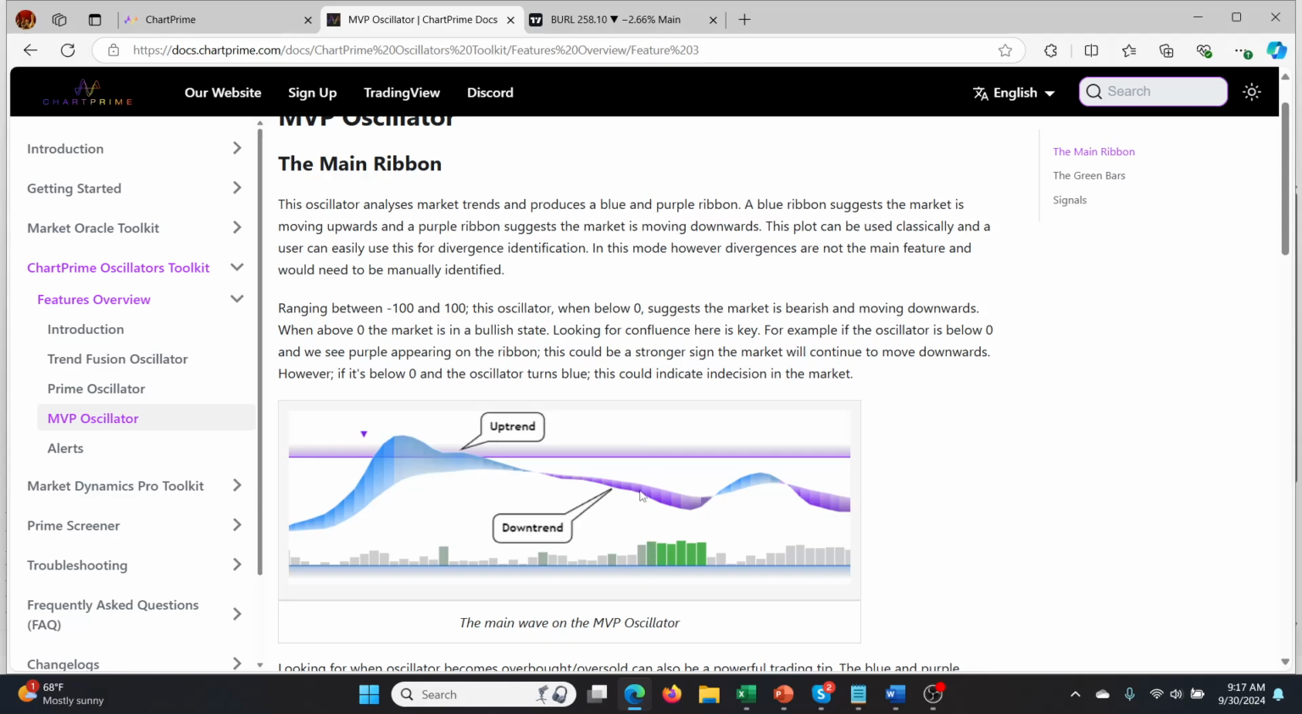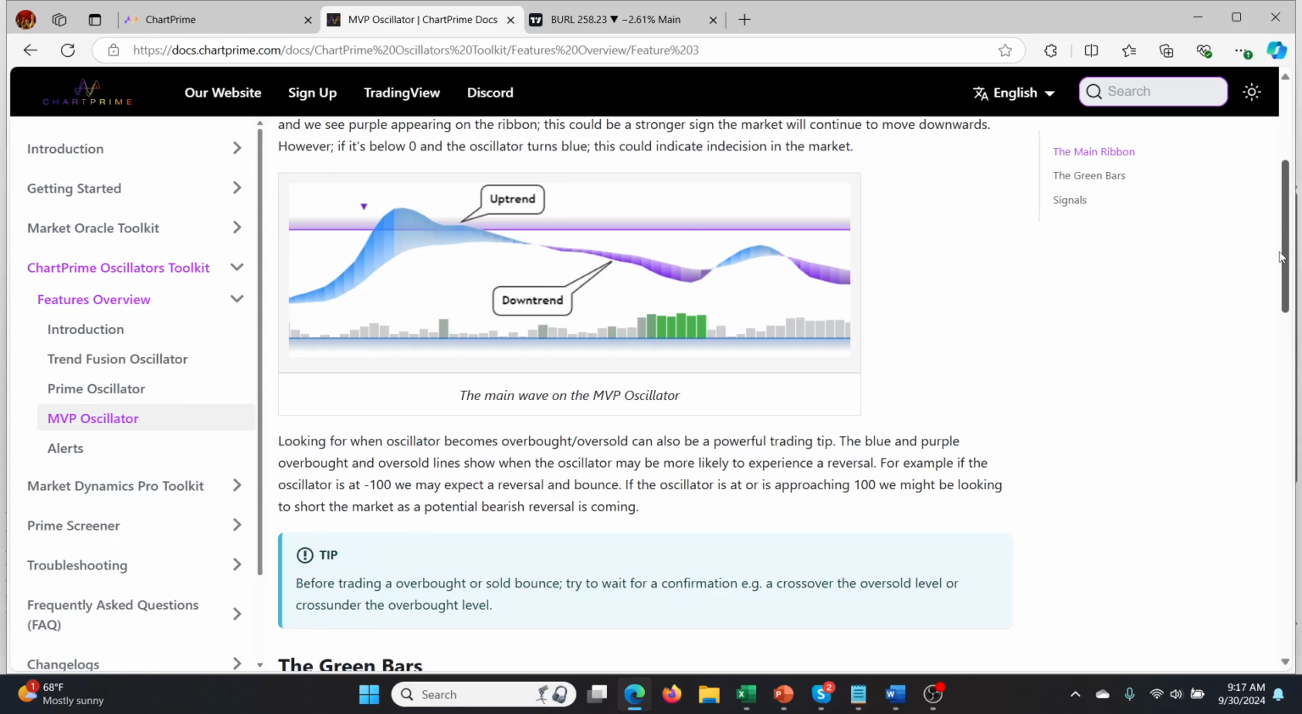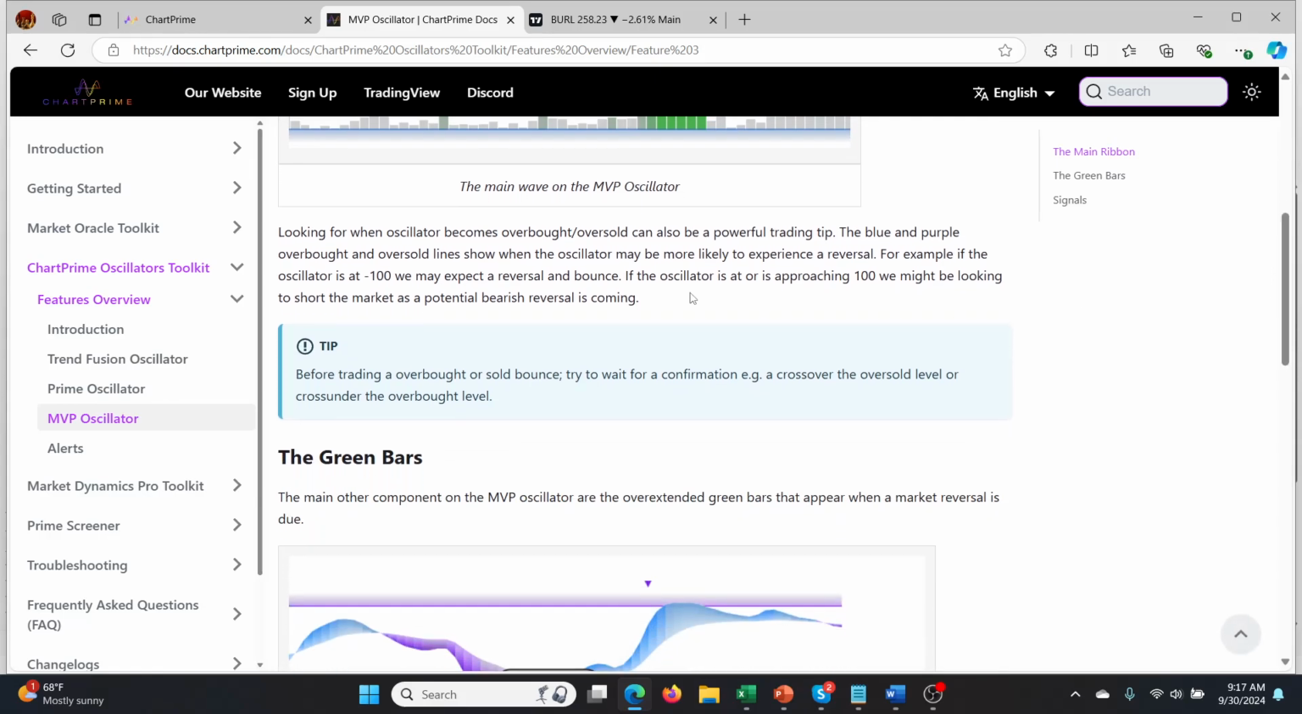What they say is that if the oscillator is below zero and that purple is appearing, that is a good sign that the market's moving downwards. And if it's above zero and it's blue, that's a good sign that the market is increasing or will increase. The only problem I have with this is it's slightly lagging, so not all the time, but it's a bit of a lagging indicator. Really it's just talking about being overbought and oversold, so you could use something like RSI, which would probably be just as good, if not better, than this particular oscillator.